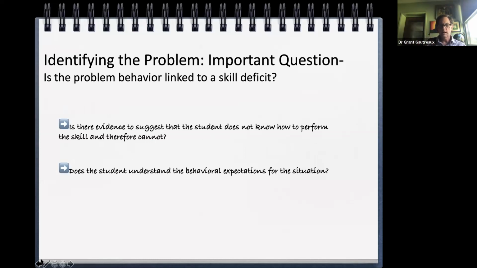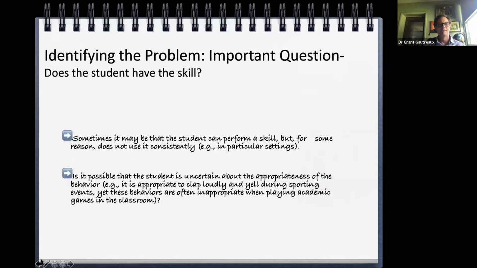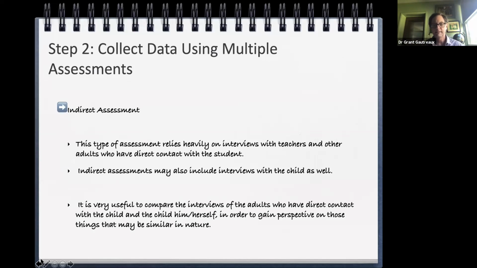All right, that's kind of what I just said. Not going to belabor the point here. It's an important thing to determine, however. So now we make that determination. We can then go into looking at different ways of collecting data. And the first one would be an indirect assessment.